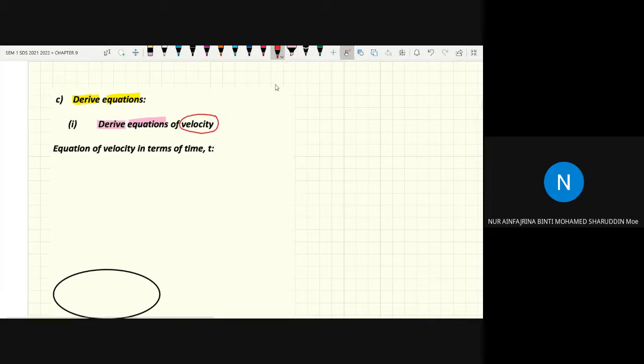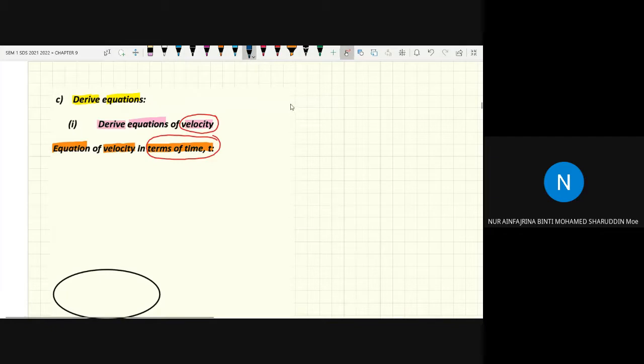Velocity. So we will derive the equation for velocity, but the equation of velocity in terms of time t. Please highlight the words time t. So there are two: one in terms of time and one in terms of displacement. For the time being, we are going to look at it in terms of time t. Miss will do it on the side.